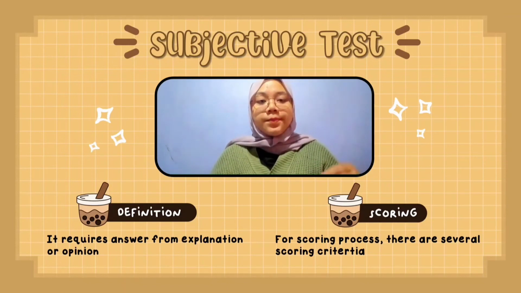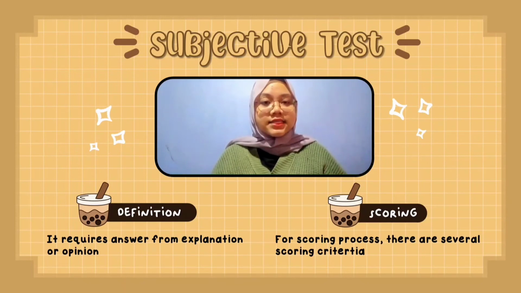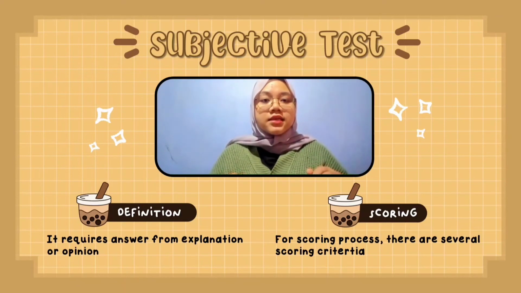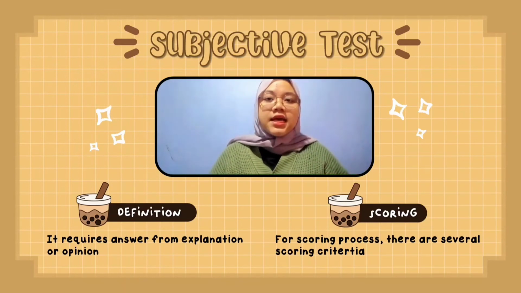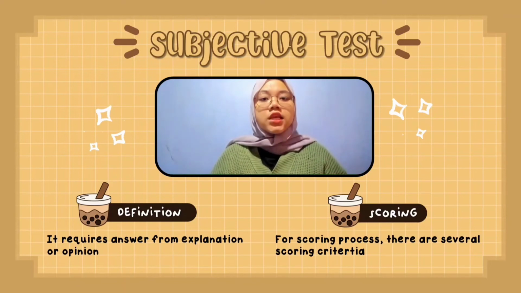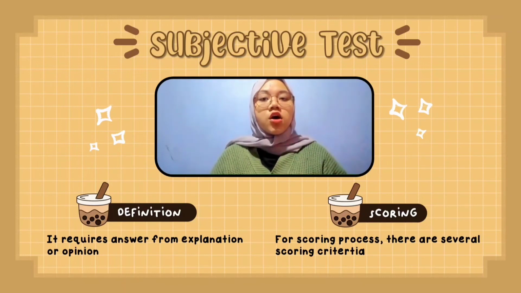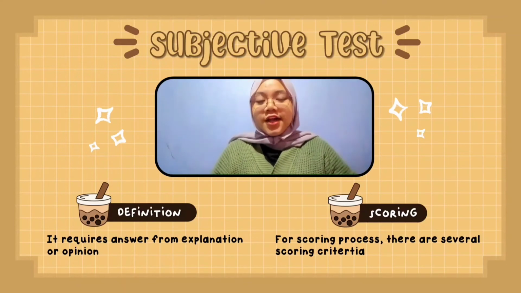And then for the scoring process, this test is different from objective, because sometimes this subjective test needs several scoring criteria. It's because the answer to the test is not based on the choice of answer, but in the form of an explanation. So it requires precise criteria to score an explanatory answer to the subjective test. Okay guys, I think that's all about my explanation.